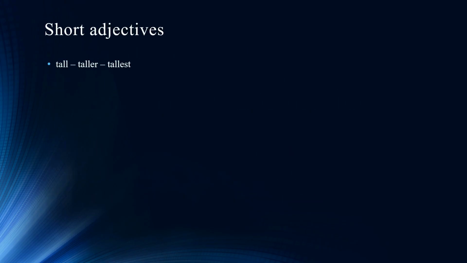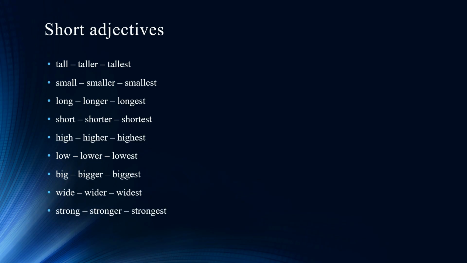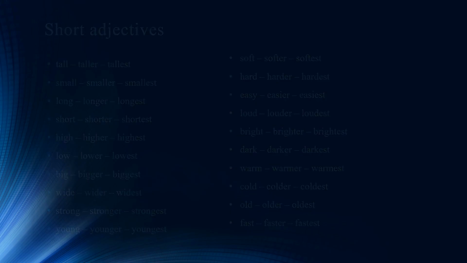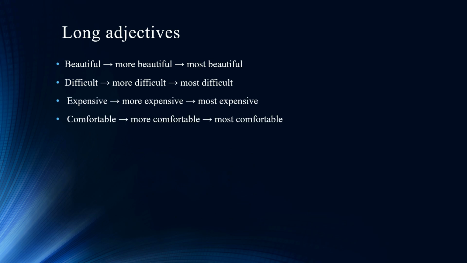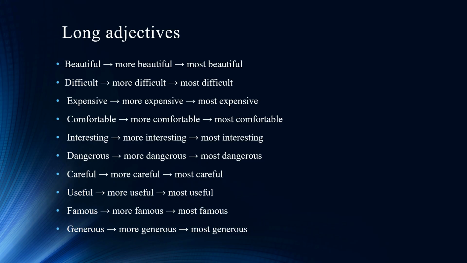Short adjectives. These are certain examples or words of short adjectives. You can see tall, small, long, short, high, low, big, wide, strong, young, soft, hard, easy, loud, bright, dark, warm, cold, old, fast. So these words are short adjectives. Long adjectives: I have added a few examples or words of long adjectives: beautiful, difficult, expensive, comfortable, interesting, dangerous, careful, useful, famous, generous.